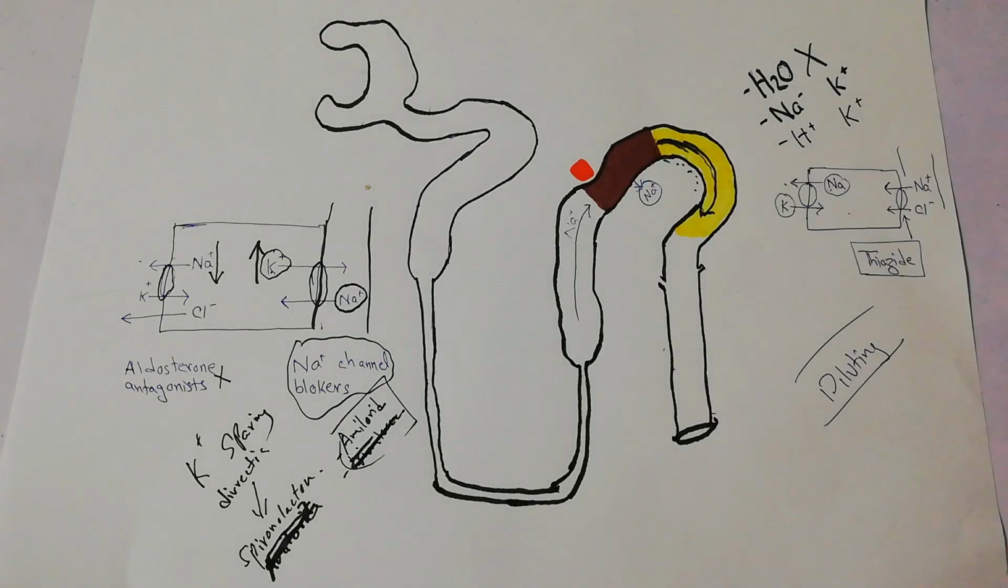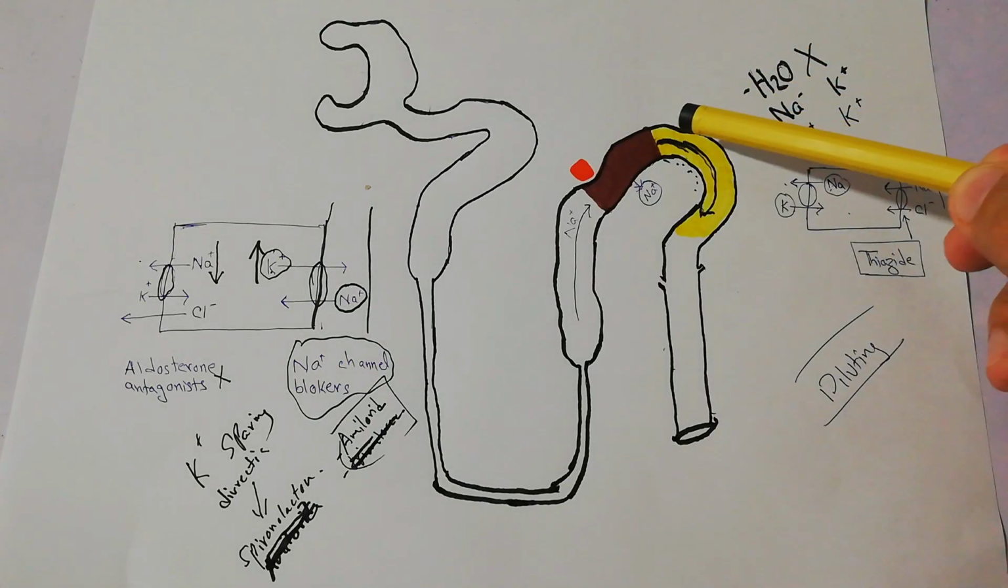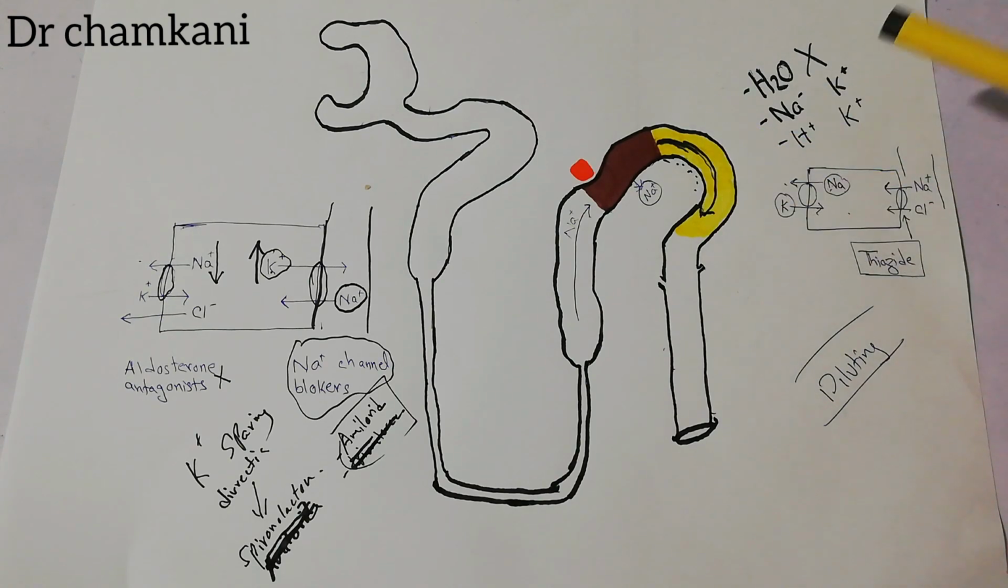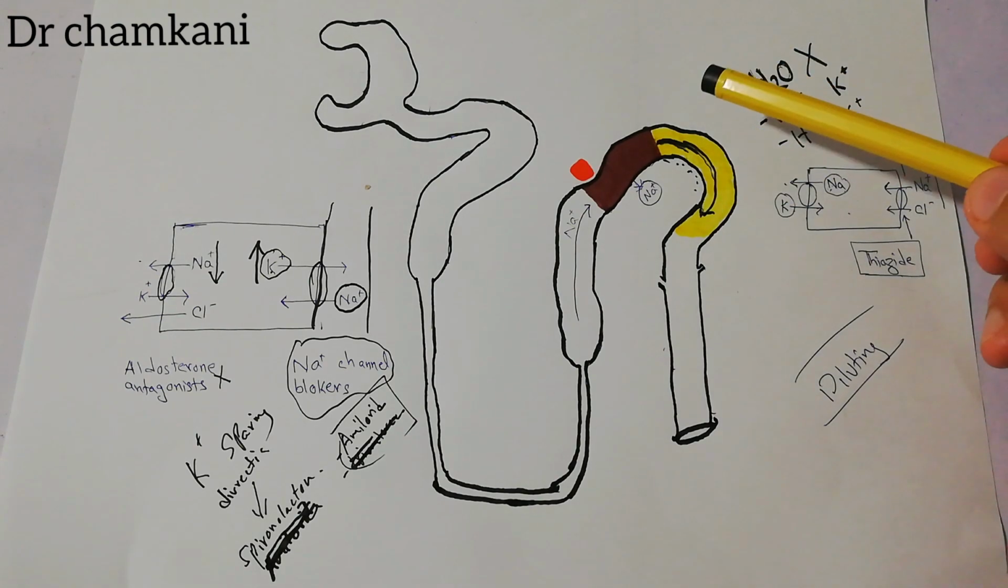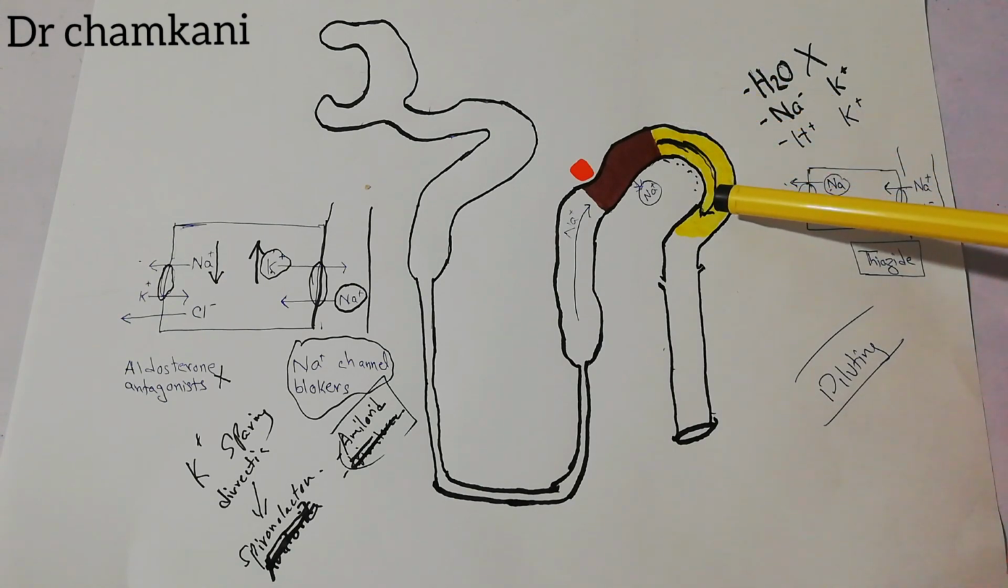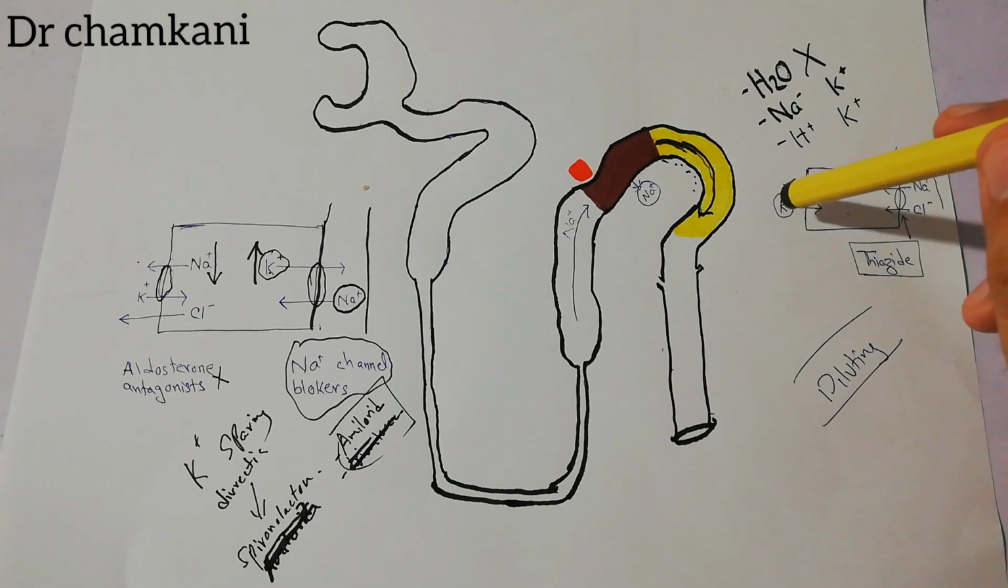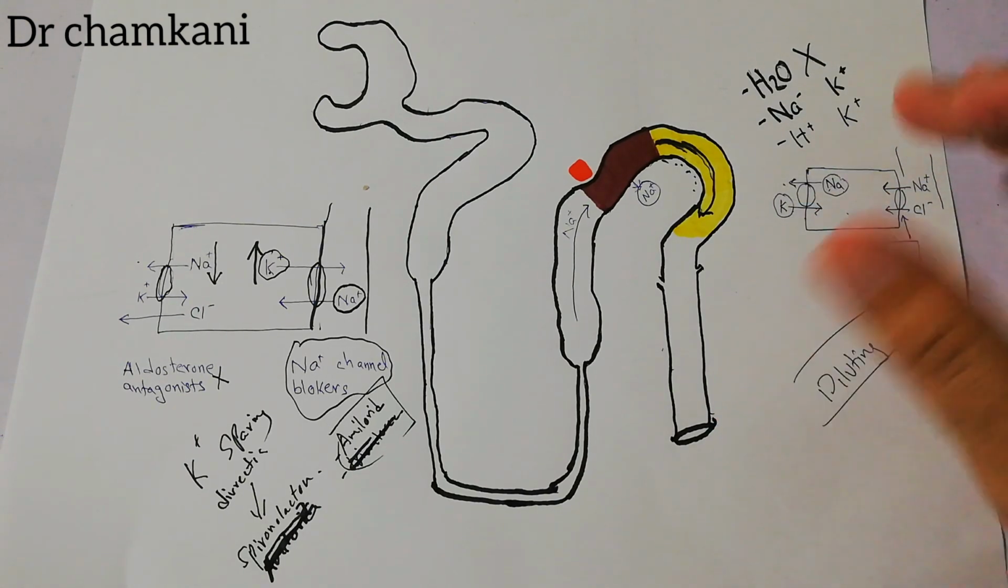Today in this lecture, we will talk about the role of late distal tubule and cortical collecting tubule in formation of urine. There are two different types of cells in late distal tubule and cortical collecting tubule, the principal cells and intercalated cells. We will focus our discussion on the importance of principal cells in this lecture, and then in the next lecture we will discuss intercalated cells.